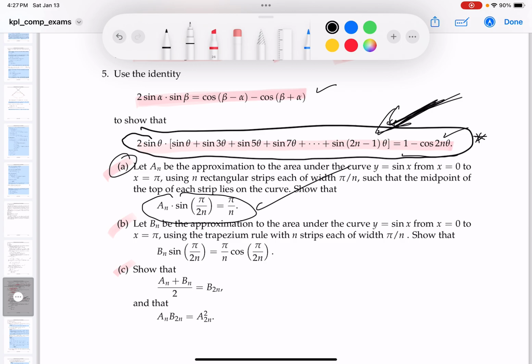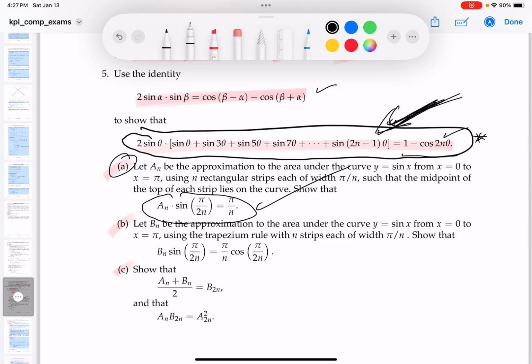We're still on problem number 5. We're on B now. They said let Bn be the approximation to the area under the curve y equals sine x from x equals 0 to x equals pi. Well, we just did that for A, but for the midpoint rule, now they want to use the trapezium, so really a trapezoid, with n strips.